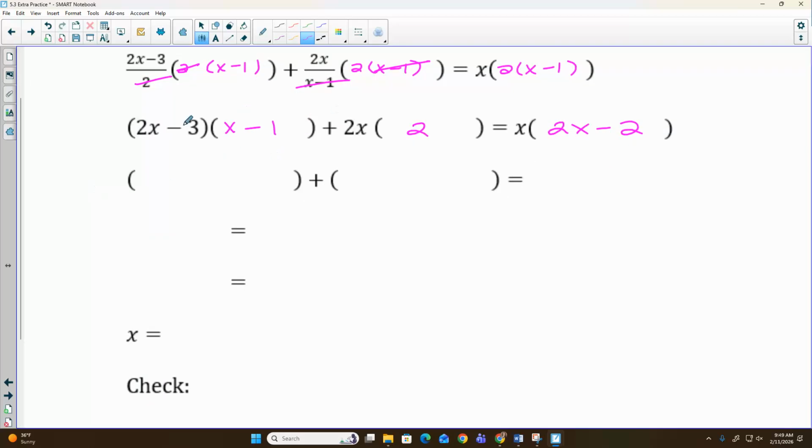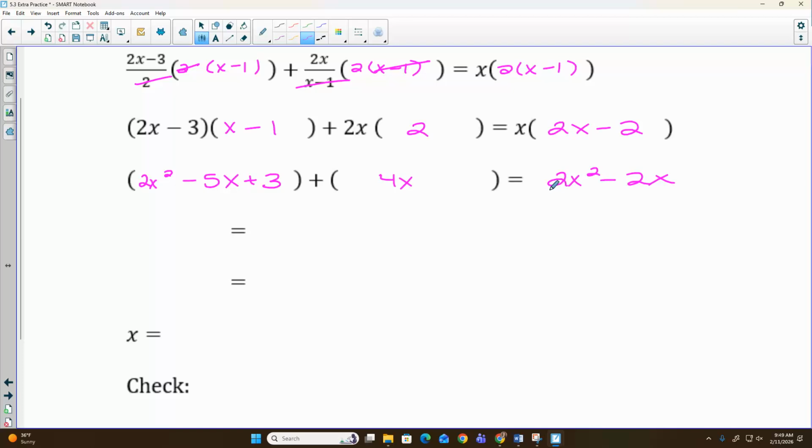So if we FOIL those, we get 2x squared minus 2x and minus 3x would be minus 5x plus 3 plus 4x equals 2x squared minus 2x. All right, now we're trying to solve it.